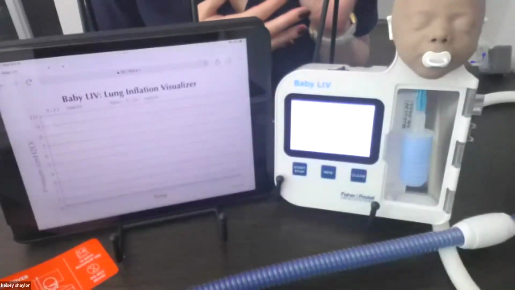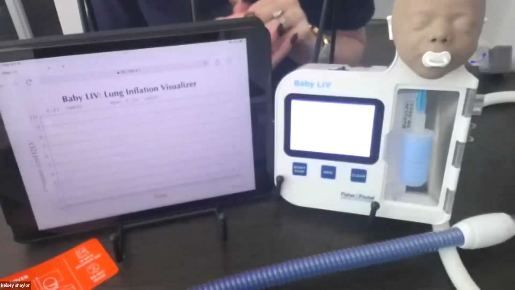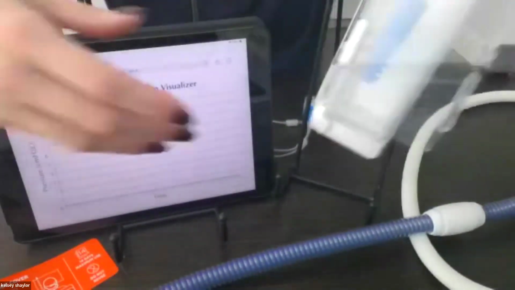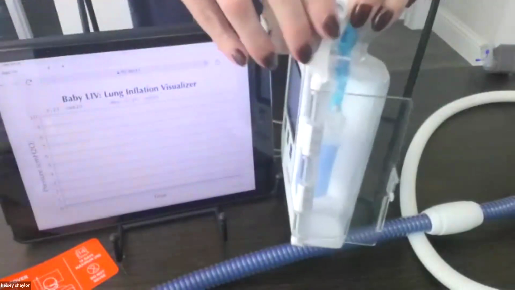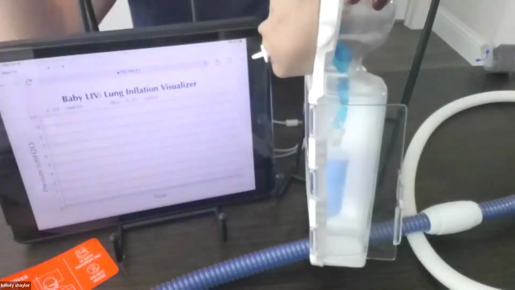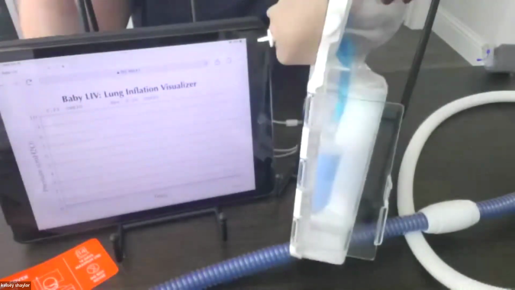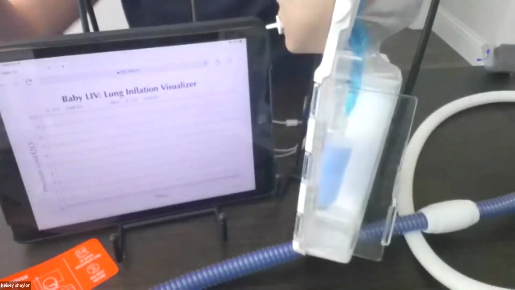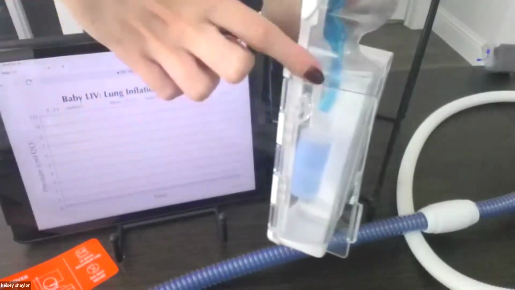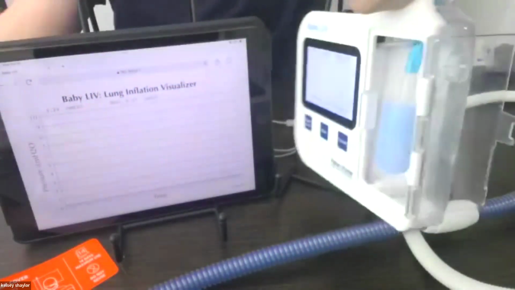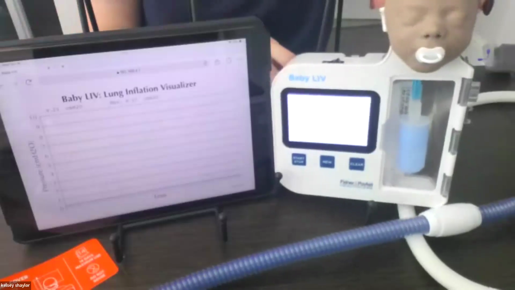Baby Liv, LIV, stands for Lung Inflation Visualizer. What Baby Liv is, and I tend to call her a her, so sorry if I do that during the presentation, is this: our engineers took multiple CAT scans of 750-gram babies. They took an average of those airways and created a 3D printed airway that we have back here. So it is anatomically correct, although rigid. That would probably be its biggest downfall.